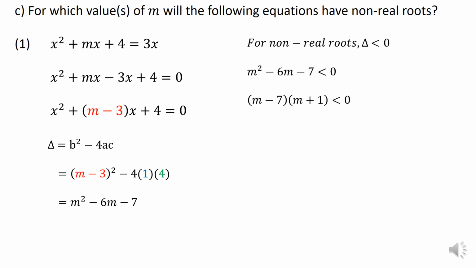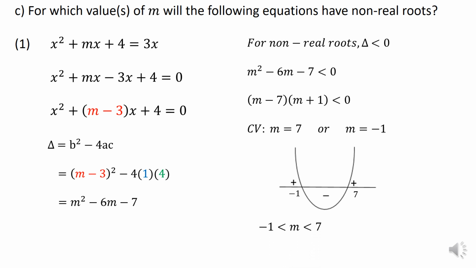Factorize, we have in one bracket m minus 7, the other bracket m plus 1 less than 0. Remember again, it's an inequality, so we'll have critical values, m is equal to 7 or m is equal to negative 1. Draw a sketch. Finally, m needs to be greater than negative 1, but also less than 7. And that is the end.